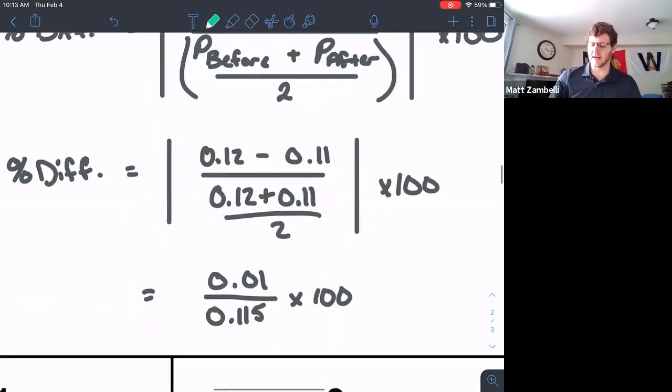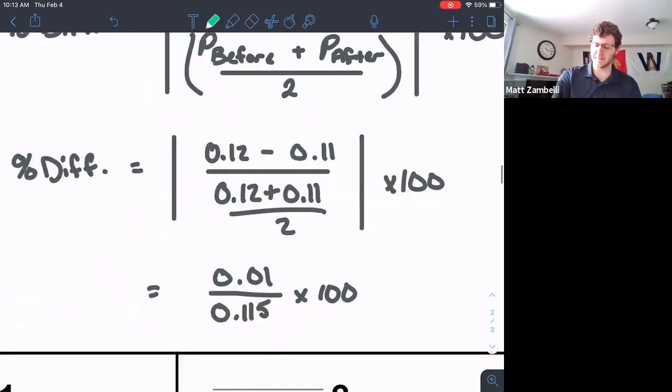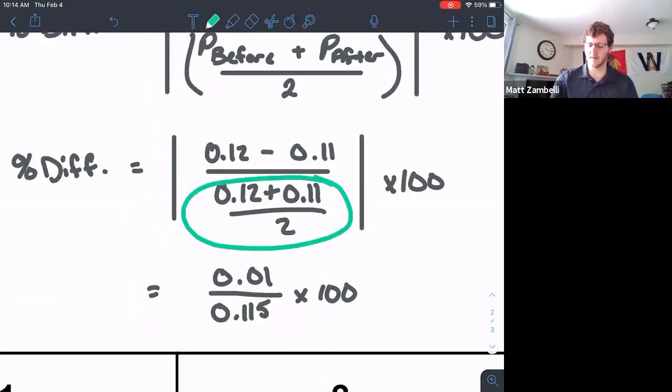When I plugged in my numbers, make sure that you're doing this part together, because that divided by 2 only goes to the addition. It doesn't go to the whole thing. I did see some issues with that. So just make sure when we do our percent difference, it's always the addition divided by 2, and then we do the subtraction divided by that addition.